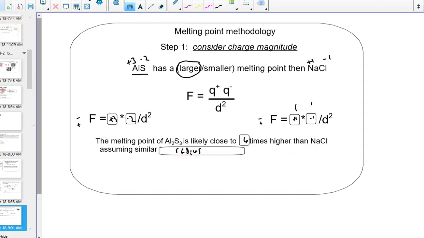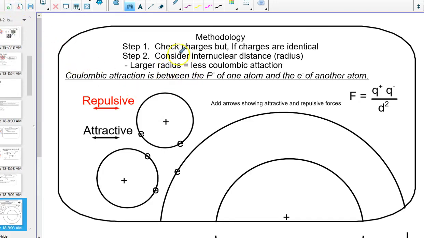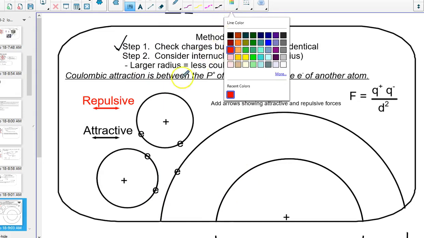Alright, methodology. So 1, check the charge, but if the charges are identical, consider internuclear distance or radius. Larger radius equals less Coulomb attraction. So we're kind of showing a picture of this here. I started earlier. So really the attractive forces, let's flip this over to red. Okay, black is repulsive, red is attractive.